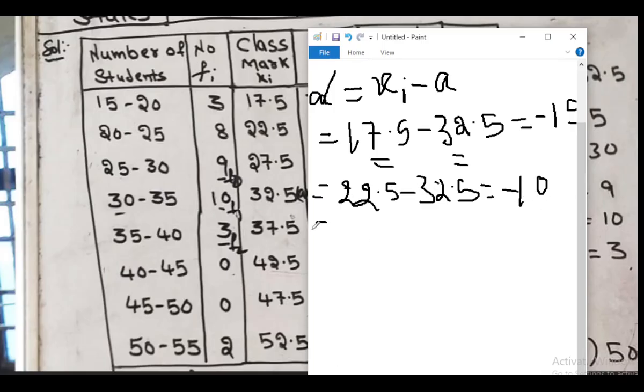Then the next class deviation: 27.5 minus 32.5. From 27.5 we subtract 32.5, and there we get minus 5 as the deviation.